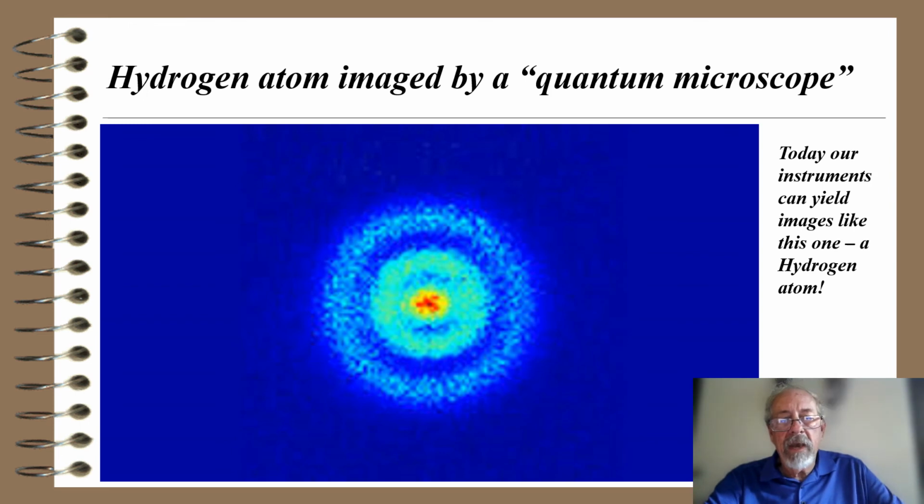Now, we can't see these things, but today our instruments can yield images like this one, which is a hydrogen atom imaged by a quantum microscope. Actually, all it's showing you is the most probable positions of the nucleus and the electrons. So we can't quite see these things with the naked eye yet. Maybe that'll change over the course of time.